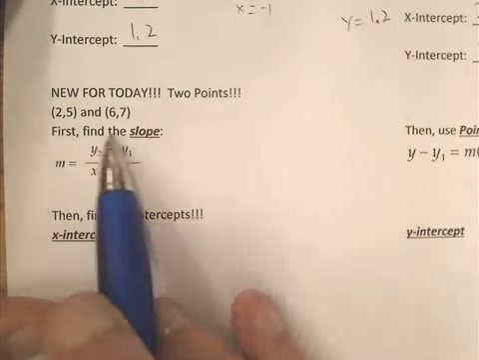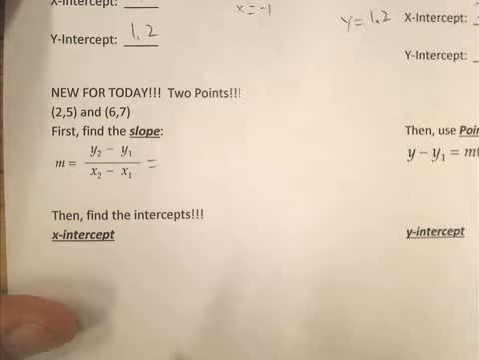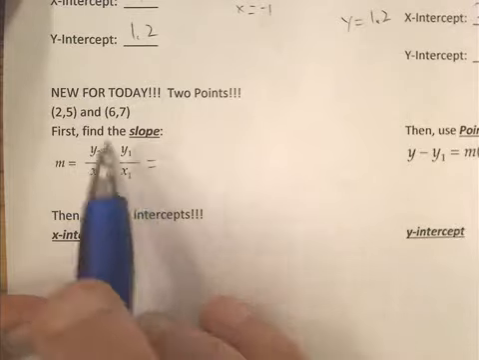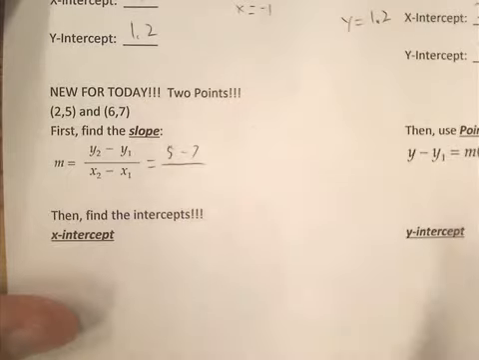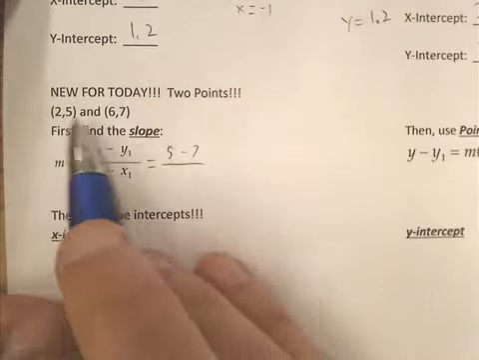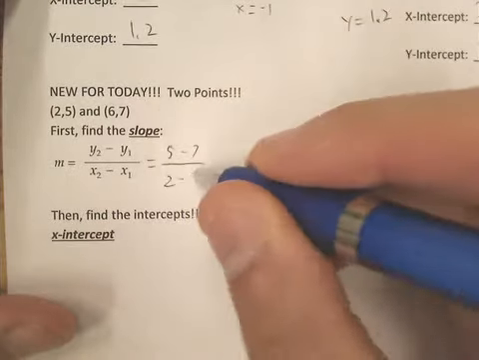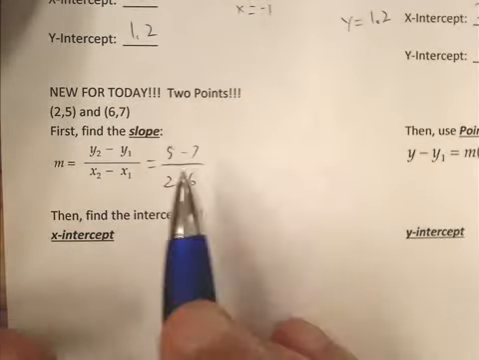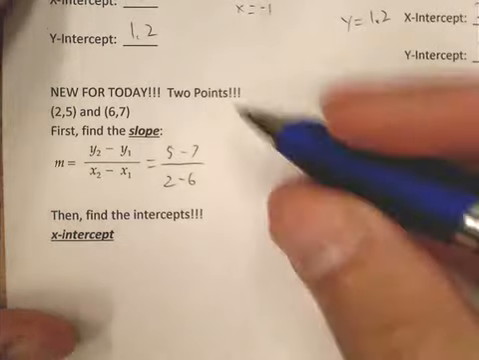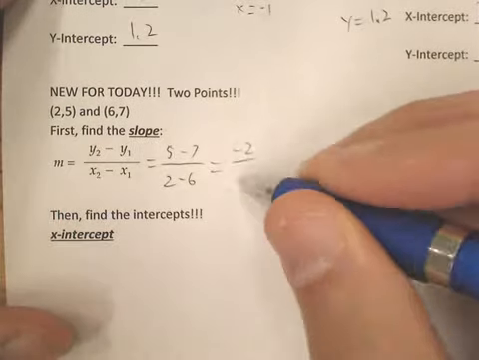So, first you need to find the slope. Well, we've done this before. To find the slope, the y's go on top. So 5 minus 7. And the x-coordinates go on the bottom, 2 minus 6. And I just put them in the order I see them there. Okay, if you switch the order, as long as you're consistent, you're fine, but I just like the order I see there.